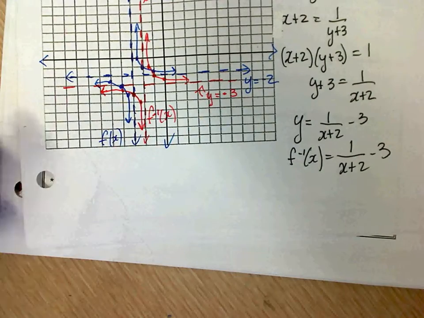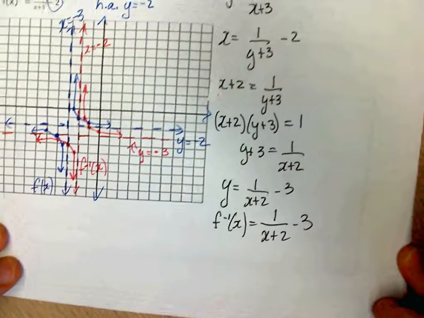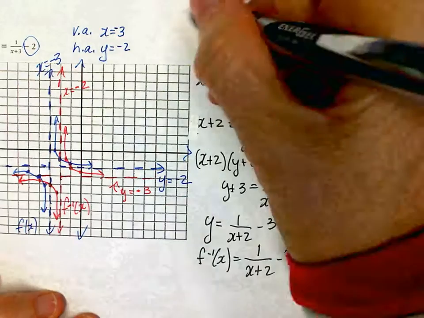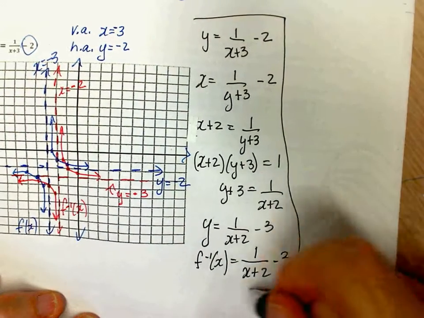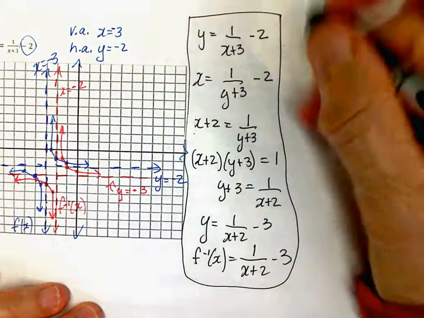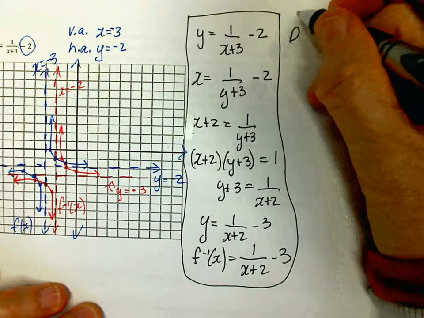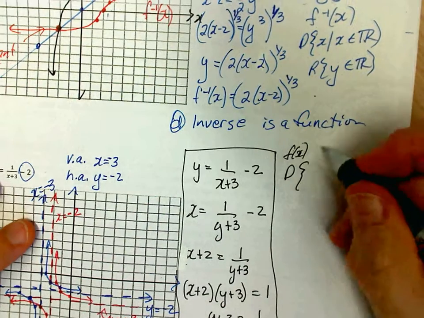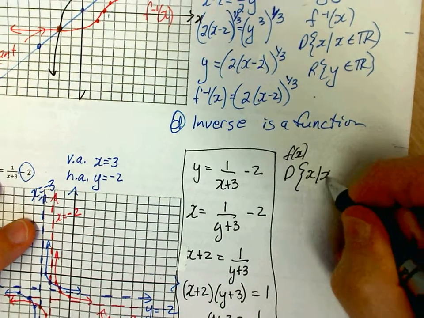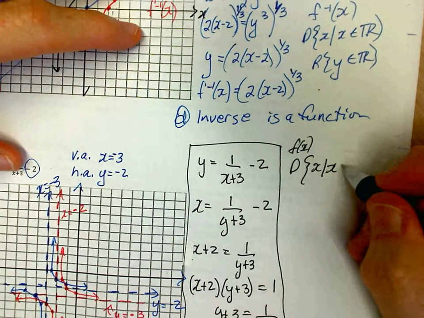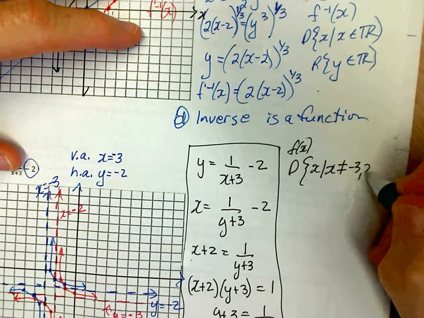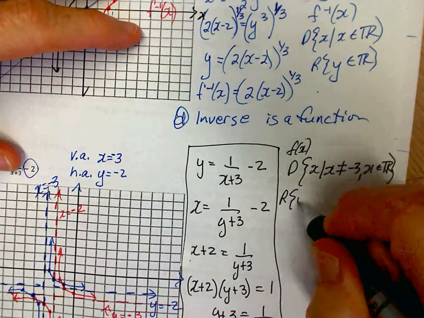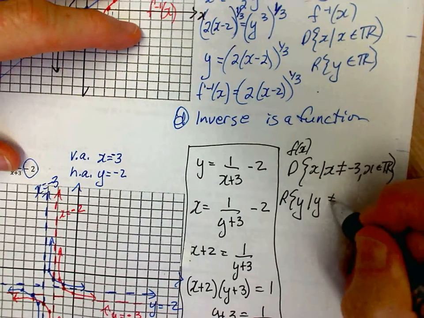So let's do the domain. We'll do the domain of f of x. You know x cannot be -3. On the original, yeah, x cannot be -3. X is an element of real numbers. Range: y such that y cannot be -2. Y is an element of real numbers.